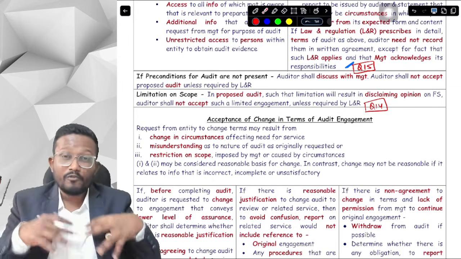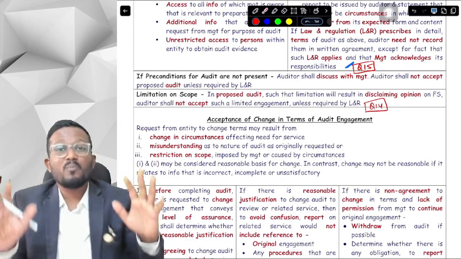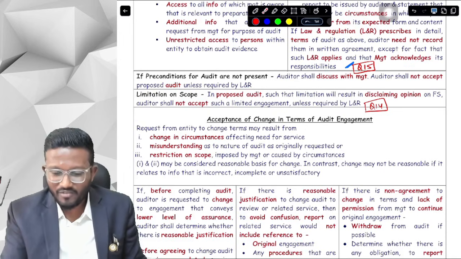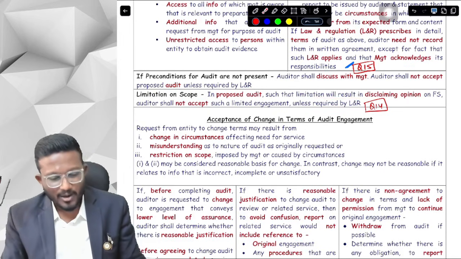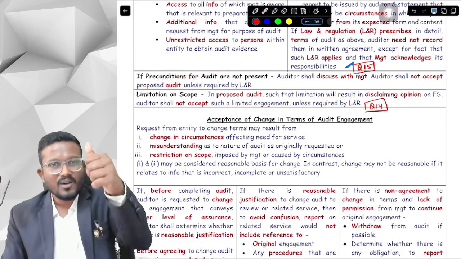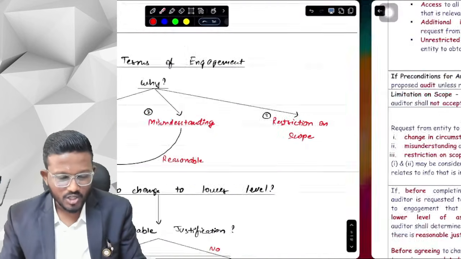If I know from the starting that I will have to disclaim my opinion, then should I accept the engagement? No sir, I should not accept the engagement. So if I know from the starting that I will have to disclaim my opinion, I should not accept the limited engagement unless required by law and regulation. Okay, yes sir, let's do question number 14. What does question number 14 say, sir?